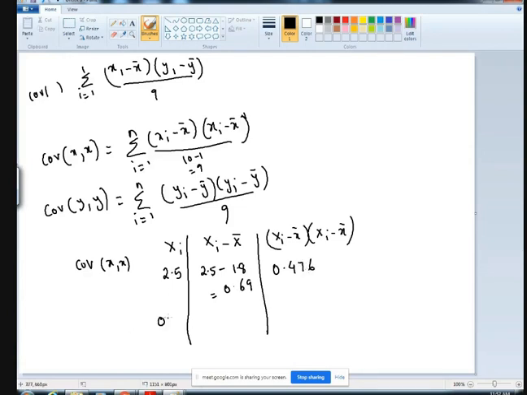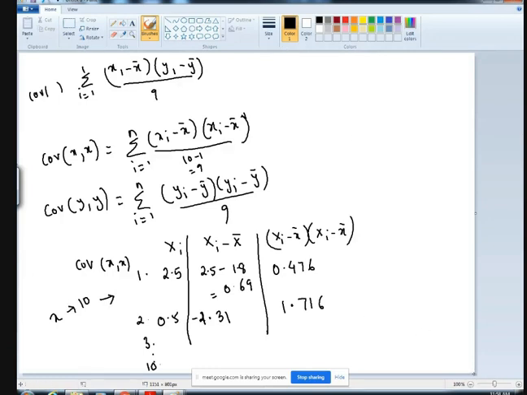Similarly, for the second instance, so this was your first, this was your second, and so on. You're going to solve it till 10 because there are 10 instances given. So the second will be 2.5 minus 0.5, and you get an answer of minus 1.31. And 1.31 multiplied by 1.31 will give you 1.716. This is how you're going to proceed for all the 10 instances of x.